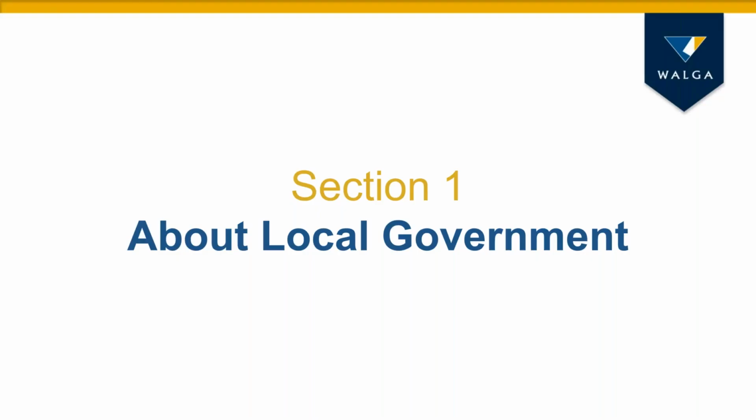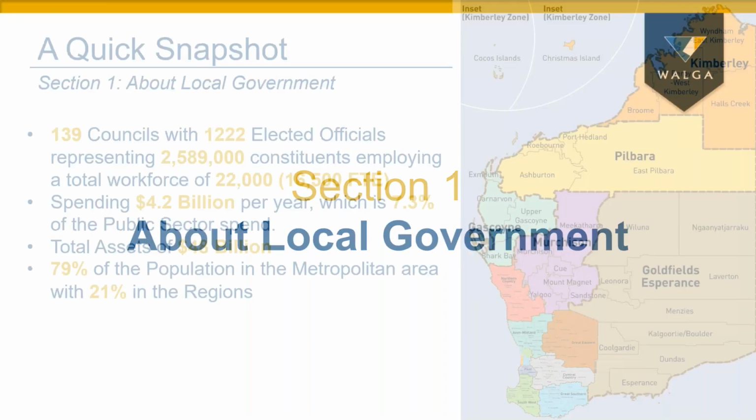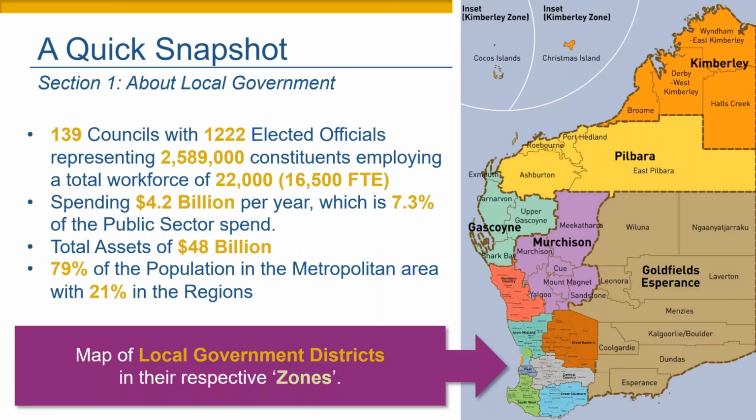Here we will look at how legislation establishes decision-making powers. But first, a quick snapshot of statewide facts on local government in Western Australia. Western Australia has a great variety of local governments.